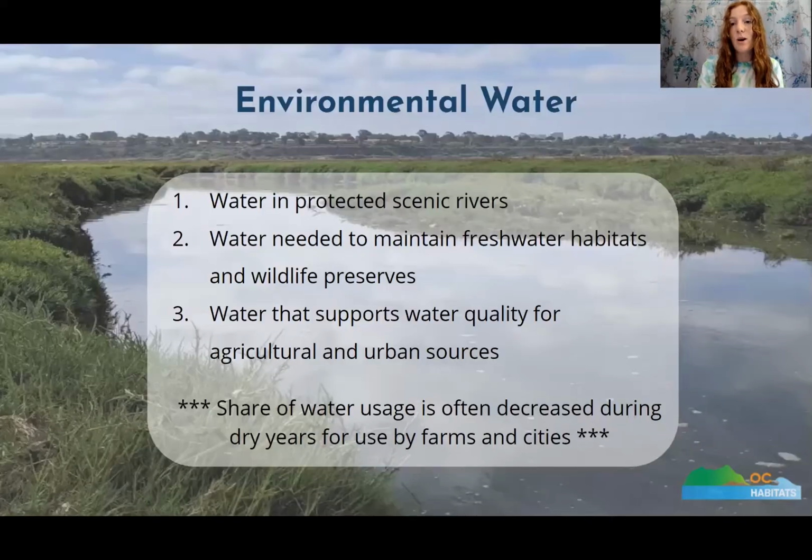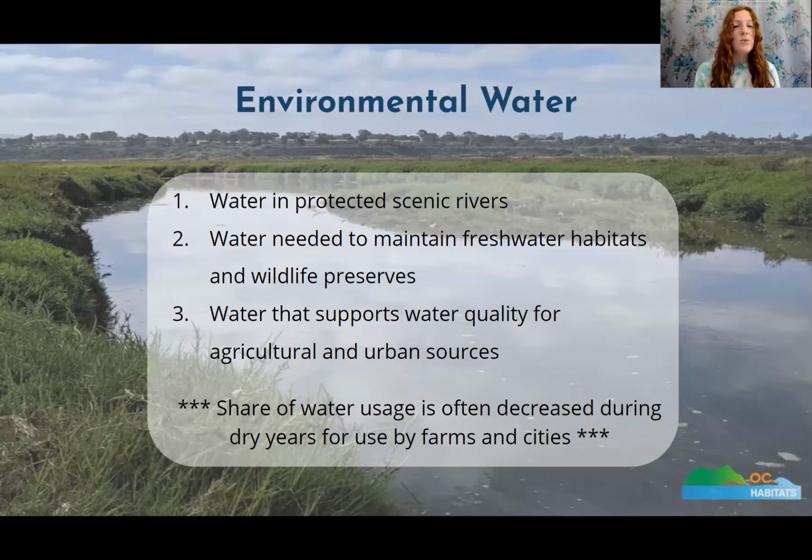So environmental water includes several different things, and one of them is water that is in protected rivers that are considered wild or scenic, so they're protected by the government. It also includes water that is needed to maintain our freshwater habitats across the state, as well as wildlife preserves, so wetlands as shown in this photo in wildlife preserves.